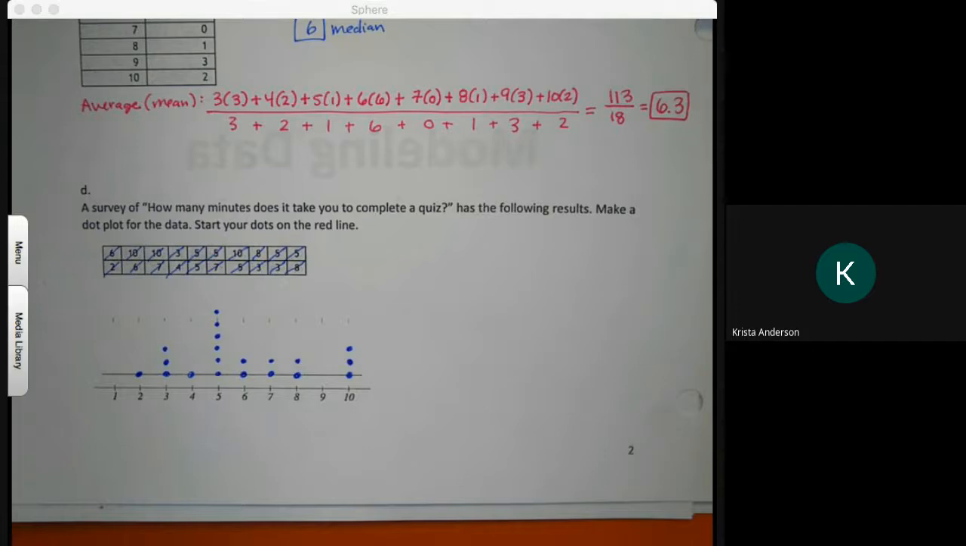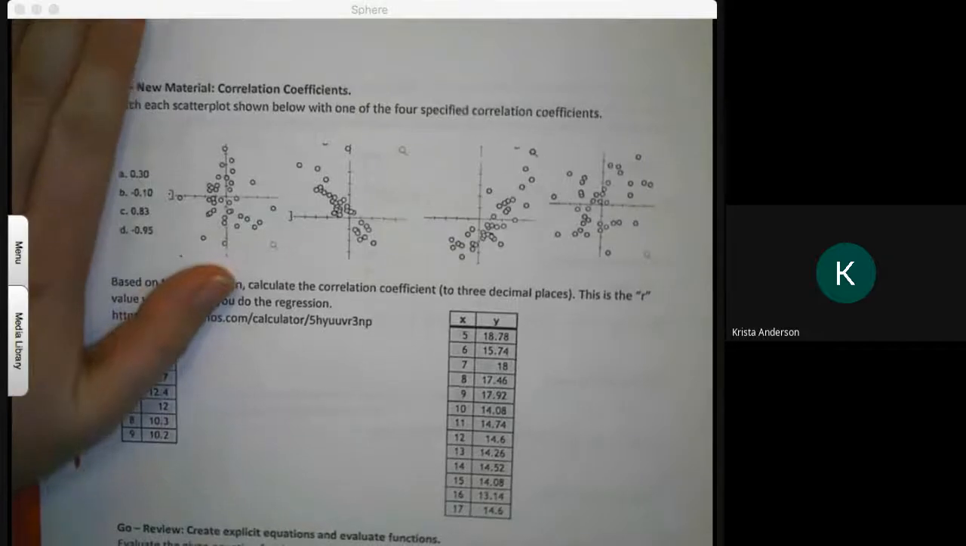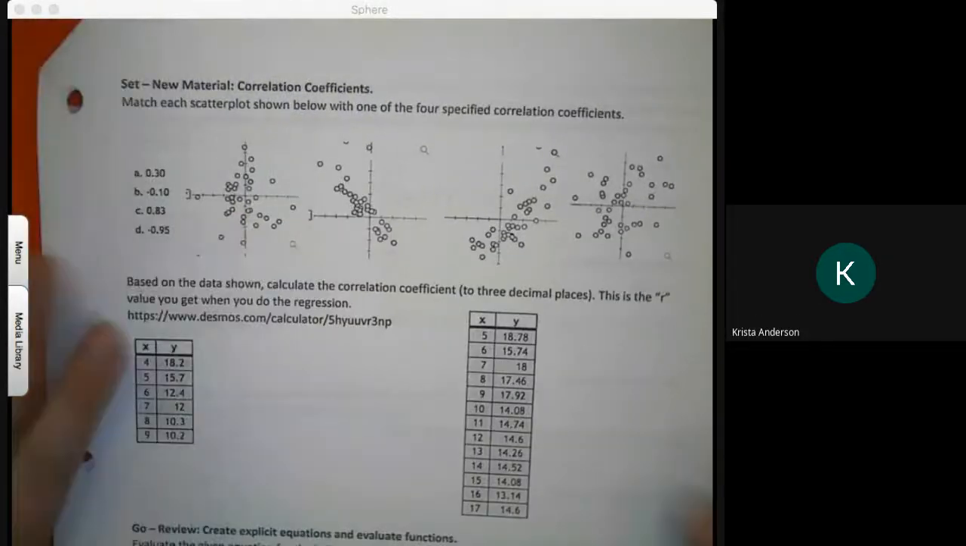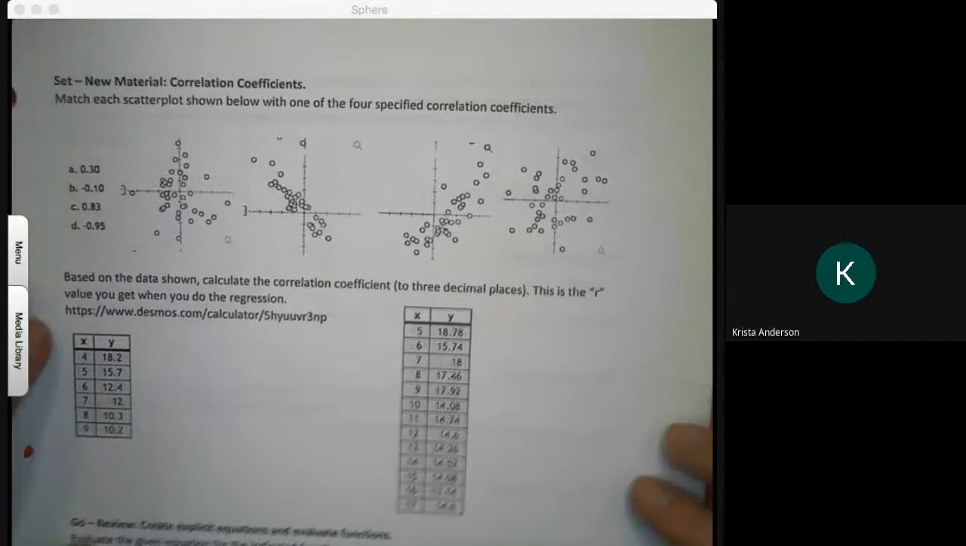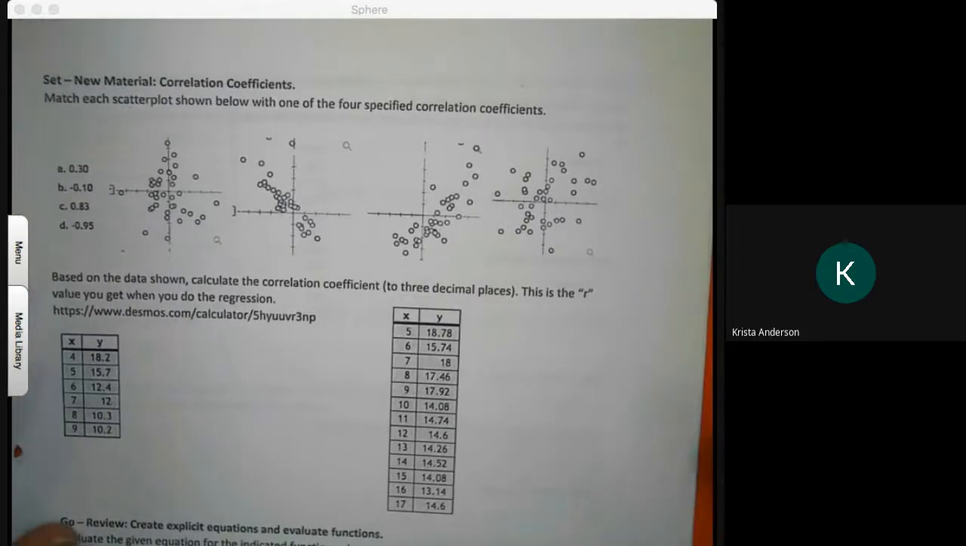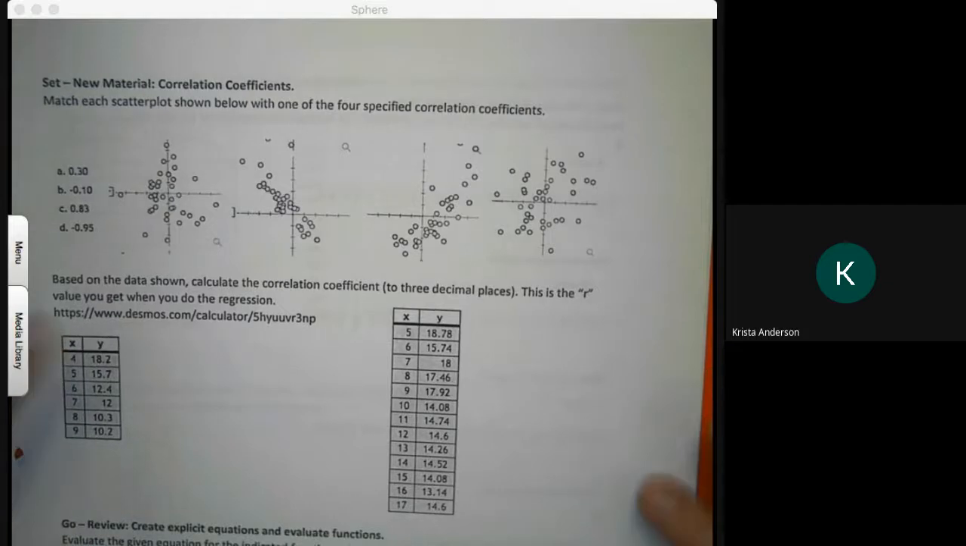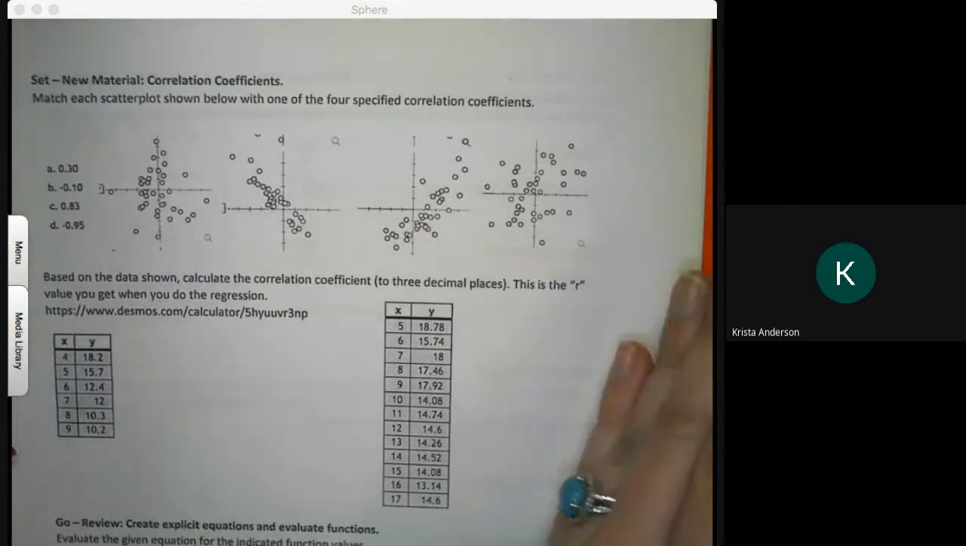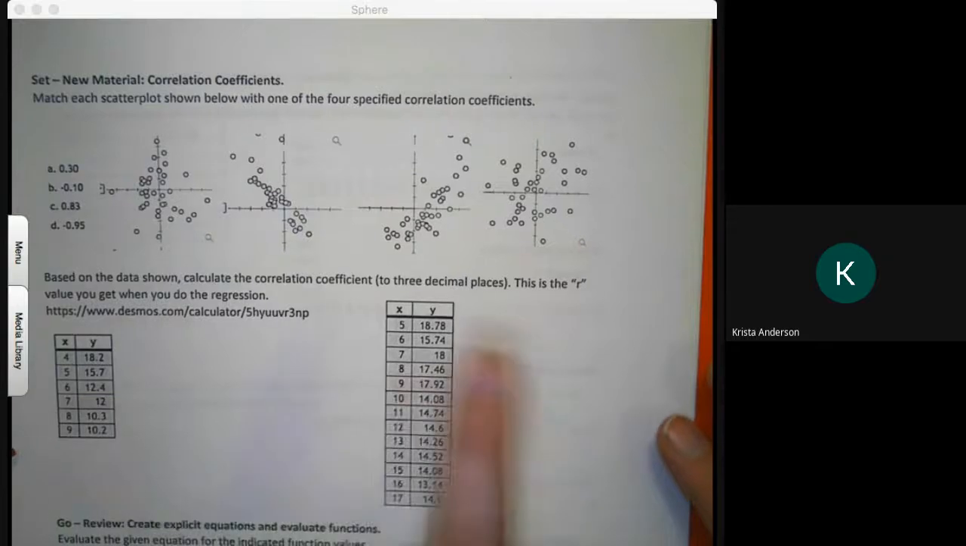Questions on dot plots? Okay, turn the page. Now we are looking at correlation coefficients. These are determining how strong the dots are to making a function. So when we are going through, we're just going to match these, and then we will practice finding the correlation.